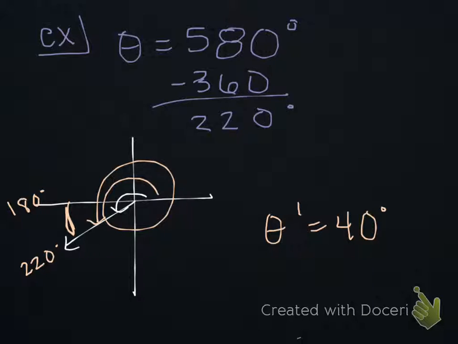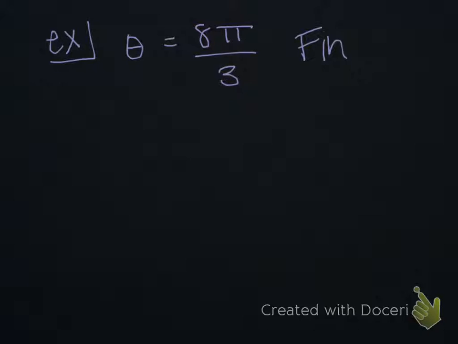So one more. Our angle is 8 pi over 3. And again, they want you to find the reference angle. So again, 8 pi over 3 is more than one revolution. We know one revolution is 2 pi. And if I get common denominators, that's like 6 pi over 3. So too big. So first thing that we're going to do is subtract that out.